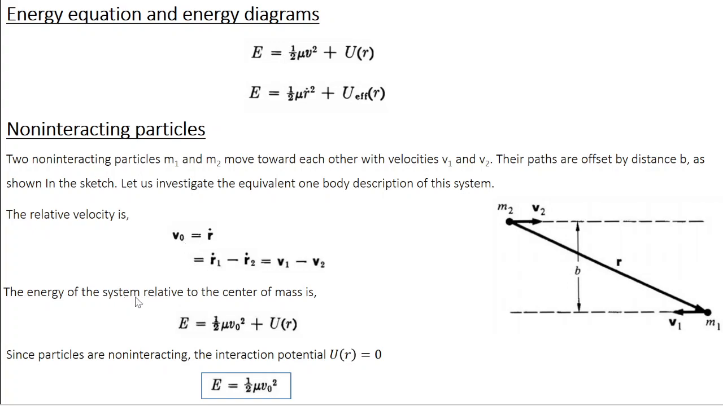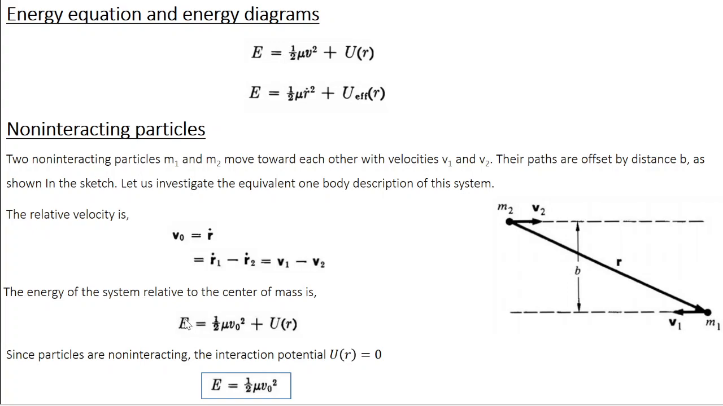The energy of the system relative to the center of mass is given by E equal to the kinetic energy, half mu V0 square, where mu is the reduced mass of the one-body system of the two-body system, plus the potential energy U of R. In the previous class we have seen that if the motion takes place in a central force field, then by default the total energy is a constant.